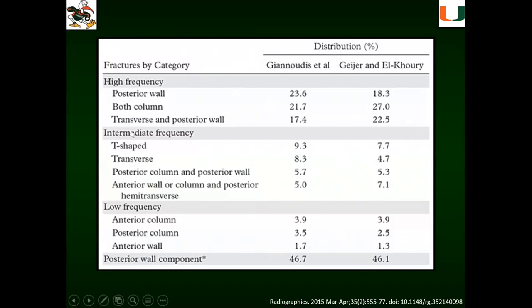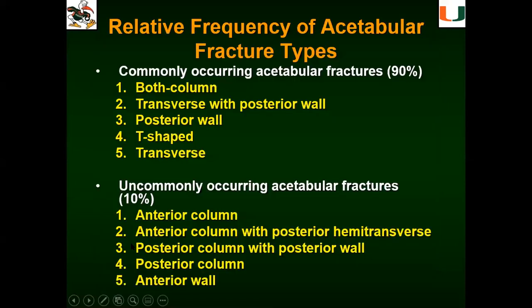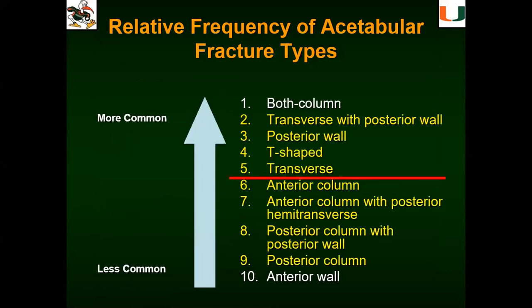But regardless, if you look in terms of broad categories, and if you remember the first three, which is the both column fracture, the posterior wall, and the transverse posterior wall, these tend to be overall the most common when compared to the isolated anterior column or anterior wall or posterior column fractures, which will have a lower frequency. So again, grouping together the 5 most common, both column, transverse with posterior wall and T-shaped, as opposed to the uncommon acetabular fractures. So if you remember anything, remember the first 5. So going in order, this is what you're dealing with.